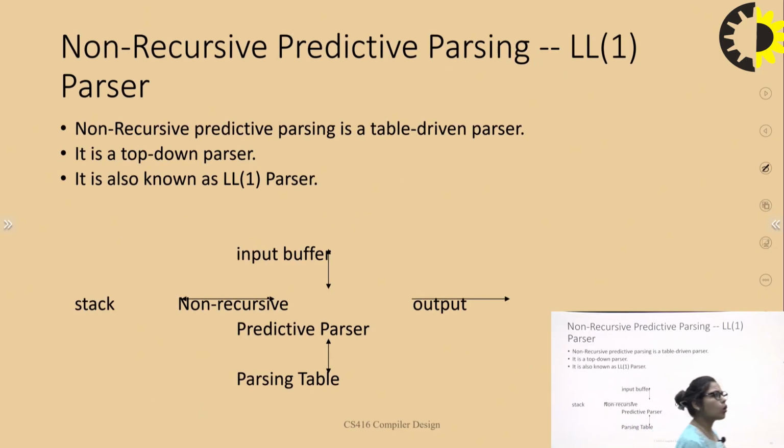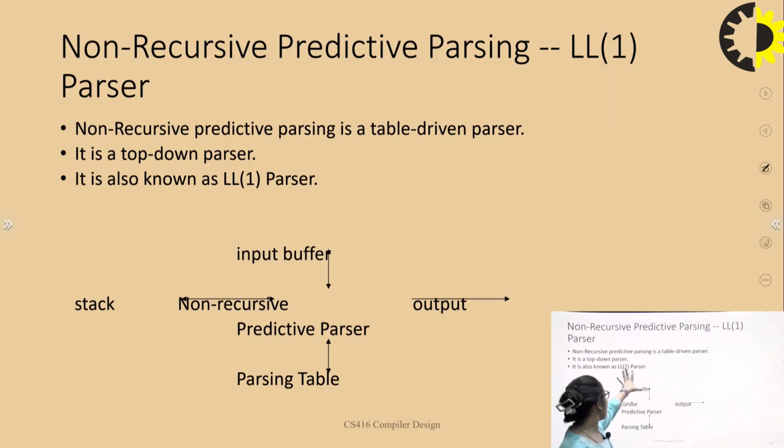Now, if I am talking about non-recursive predictive parsing, the LL1 parser, LL1 stands for: the first L stands for left to right scanning, and the next L stands for leftmost derivation, and the one stands for the one token of lookahead needed for scanning. Non-recursive predictive parsing is a table-driven parser. It is a top-down parser. It is known as LL1 grammar.